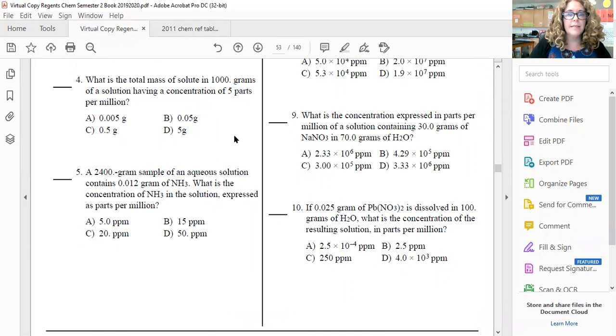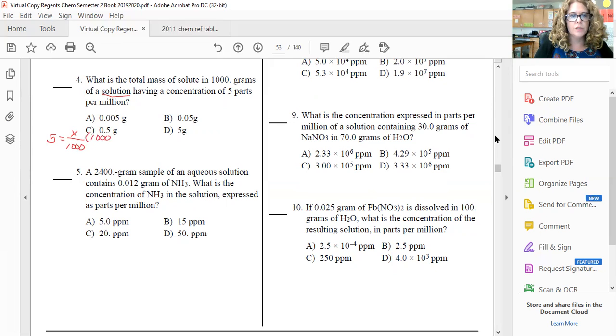So what is the total mass of solute? Okay, so now I don't know the mass of the solute. I have 1,000 grams of solution, okay, that's key. And I have a concentration of 5 parts per million. So now to set up, I have my parts per million, 5, equals the mass of the solute, which is what I do not know, so that is X, divided by the mass of the solution, which is 1,000 grams. And now I have to multiply that whole thing times 1,000,000.